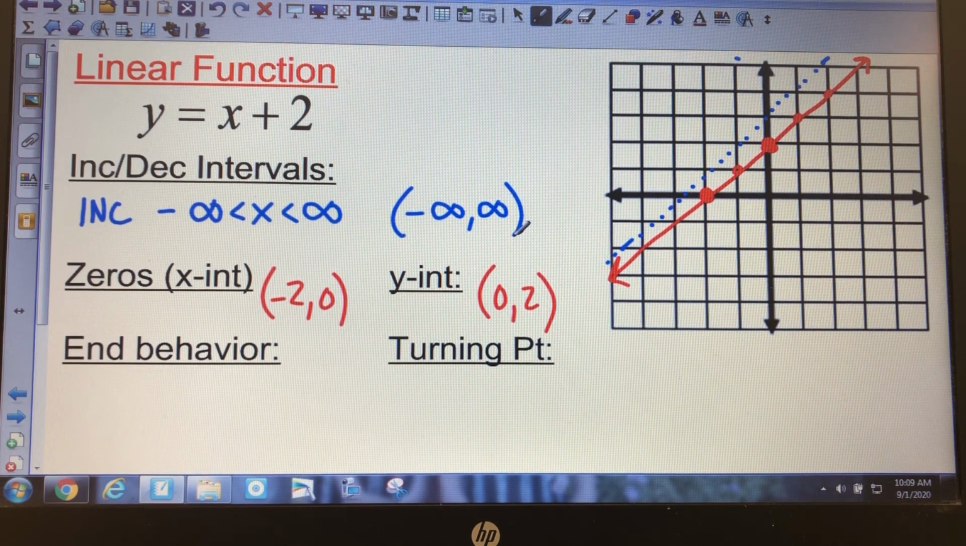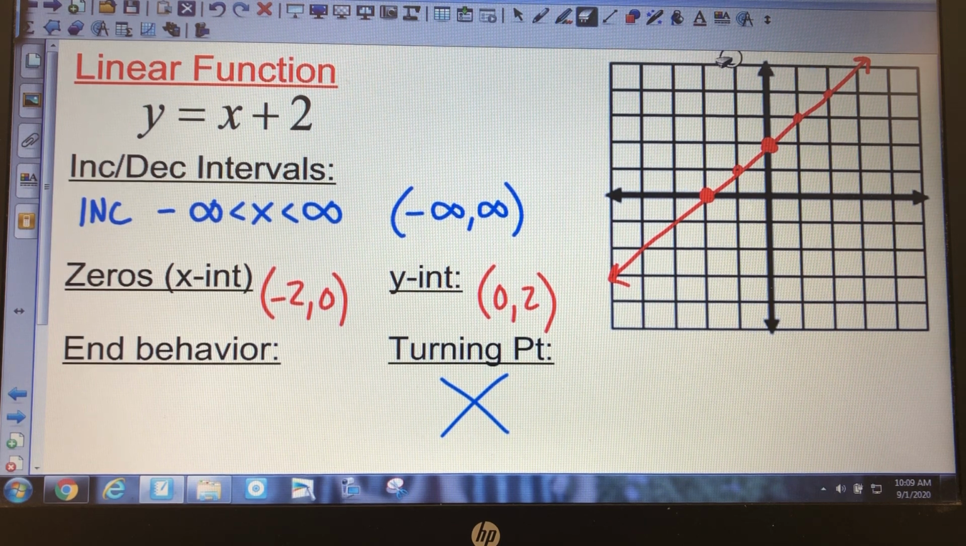Now, end behavior is a little tricky. Okay, well, let me talk about turning point real quick. Turning point, there is none on this one because we're going uphill the whole way. All right, we'll get a turning point here soon. The end behavior. So think of, let me get rid of the blue line here.